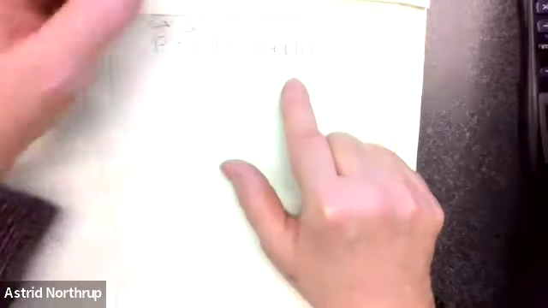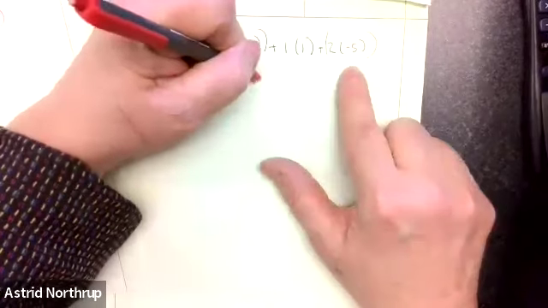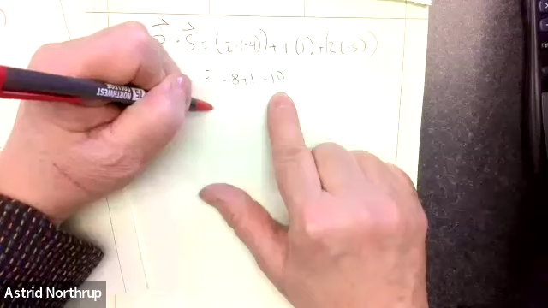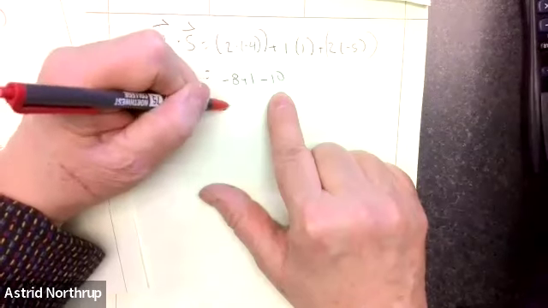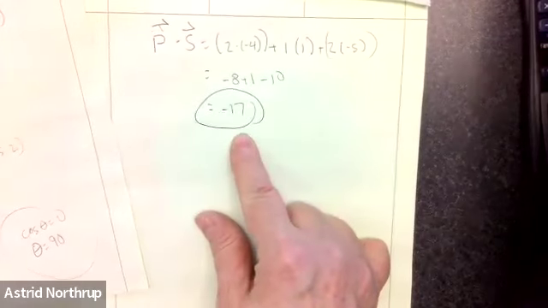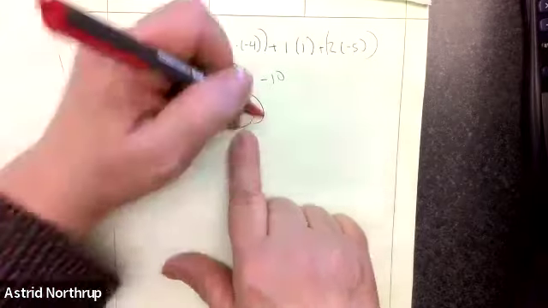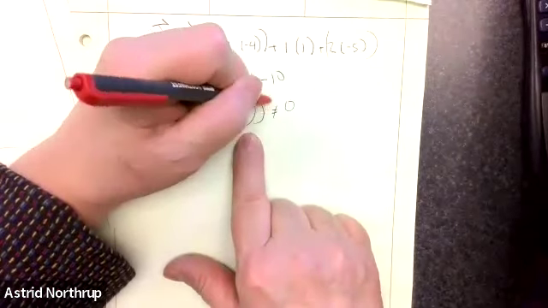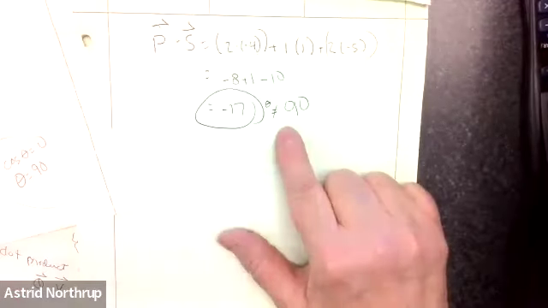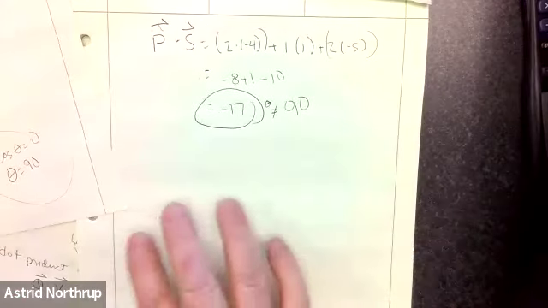Let's see what we come out with here. This is going to be negative 8 plus 1 minus 10. So if I look at that, it's going to be negative 18 plus 1, which is negative 17. Okay, so that dot product is not equal to 0. That also means that the angle between them is not equal to 90. It's some other angle, right? So what is that other angle?